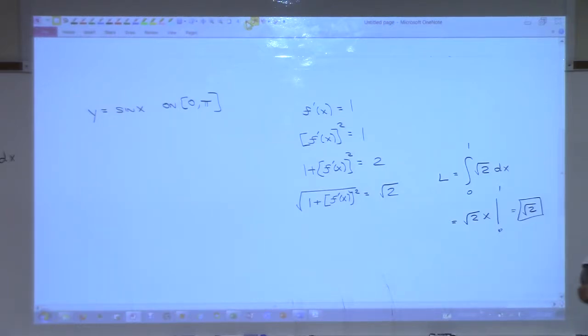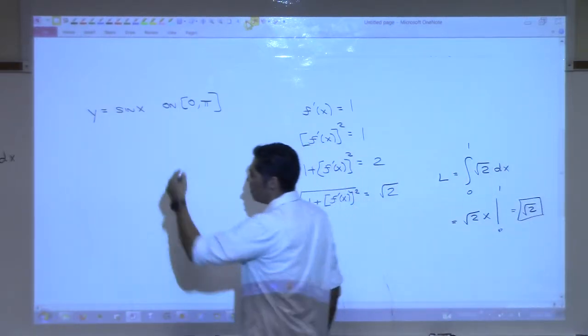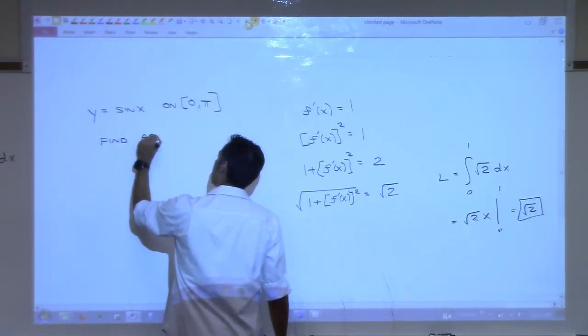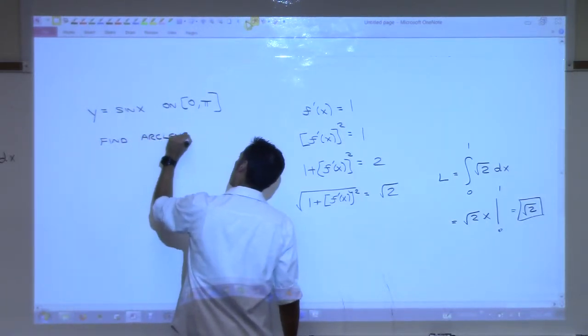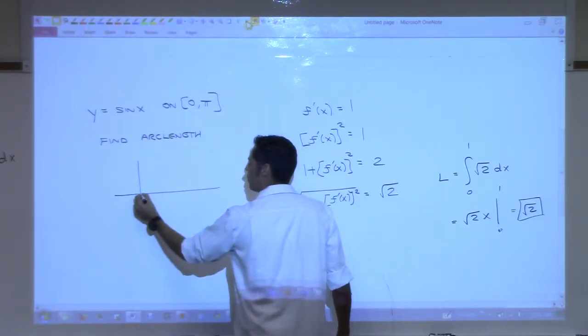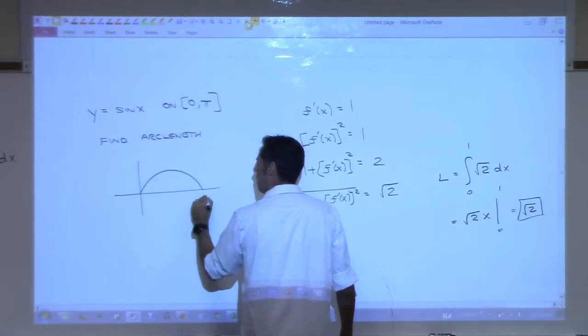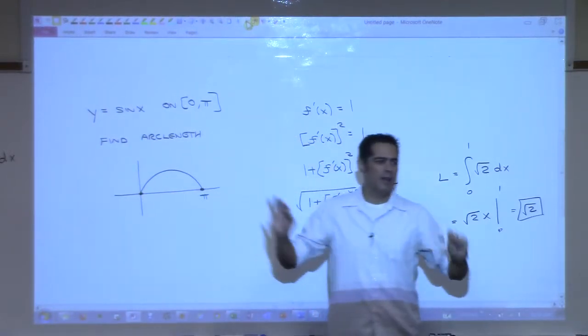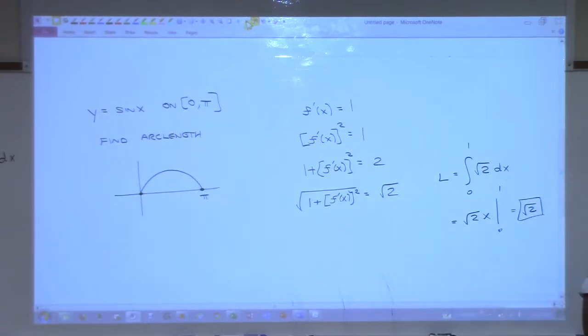So what this is saying, we want to find the length, okay? Find arc length. What this is saying is that if we were to graph our sine function just from 0 to pi, take that off the page, straighten it out, how long is that? How long is that first arc of the sine function? That's what this is saying.